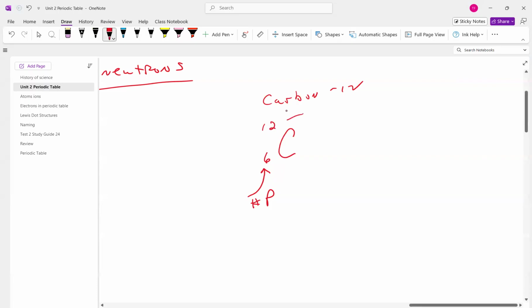So this is P plus N. Now this applies whether it's a neutral atom or an ion. For example, if this was a +2 ion, we'd write C +2, 12, 6.